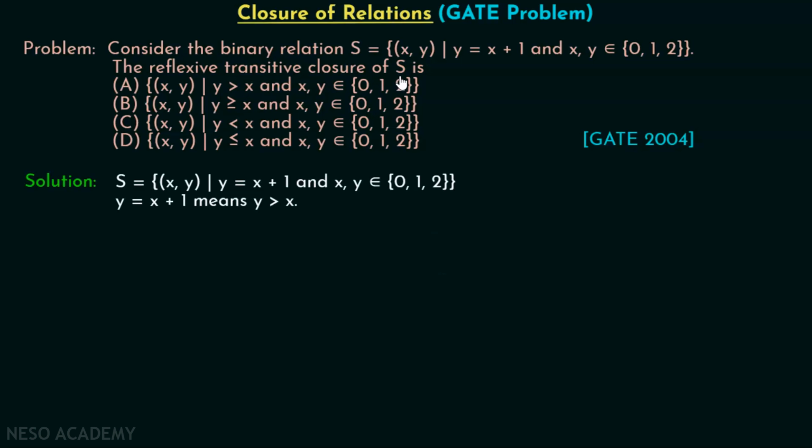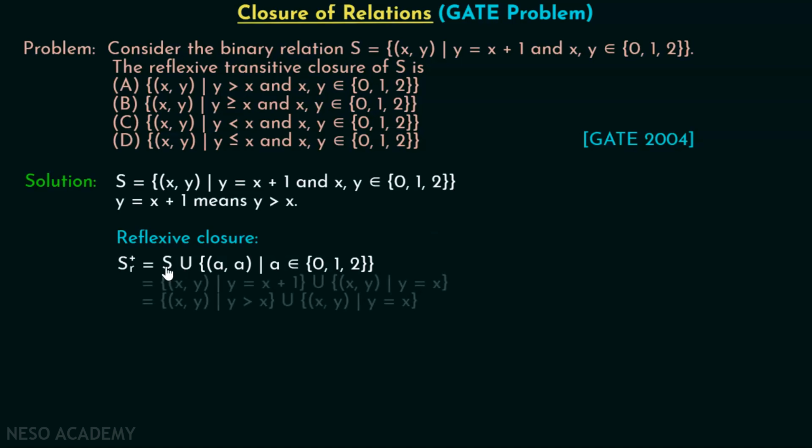Let's first find the reflexive closure of this binary relation S. Here, the reflexive closure of S, denoted by S^R+, is equal to S union the set of all ordered pairs (a, a) such that a belongs to {0, 1, 2}, obviously, since we are considering this set. Reflexive closure means we must include S, plus all ordered pairs of the form (a, a), where a belongs to this set.